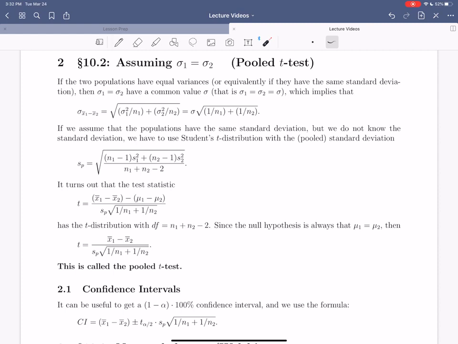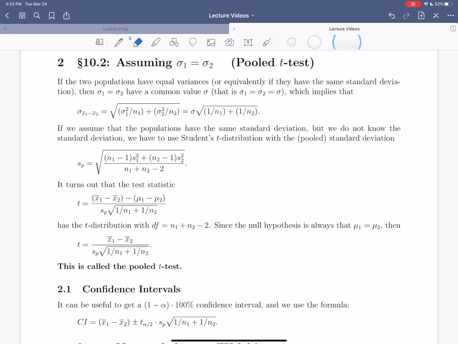And so our test statistic t is x1 bar minus x2 bar, minus mu1 minus mu2, all over the standard deviation times the square root of 1 over n1 plus 1 over n2. I should actually point out, maybe I should rewrite this to be a little bit clearer.